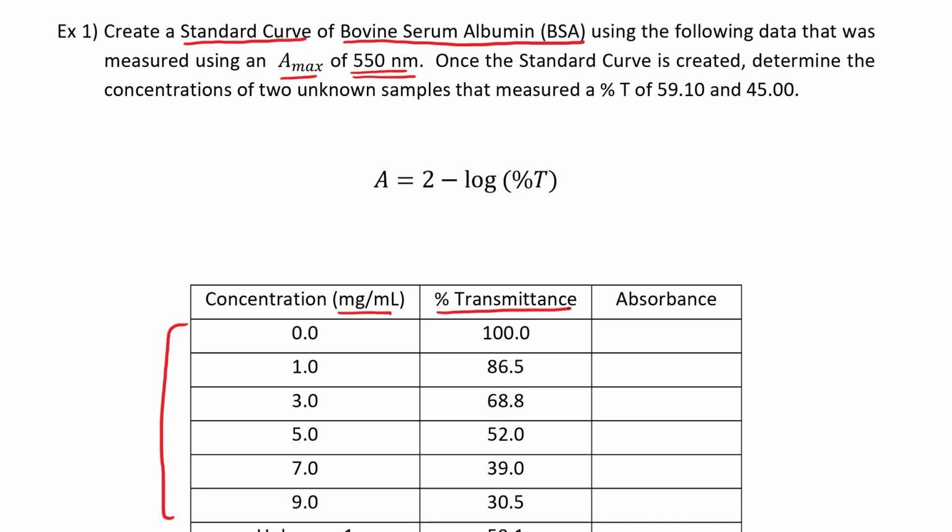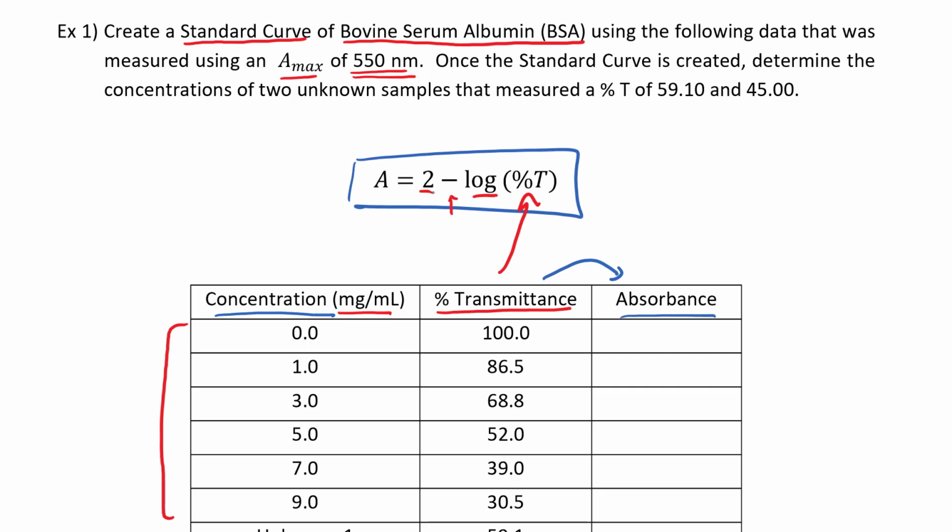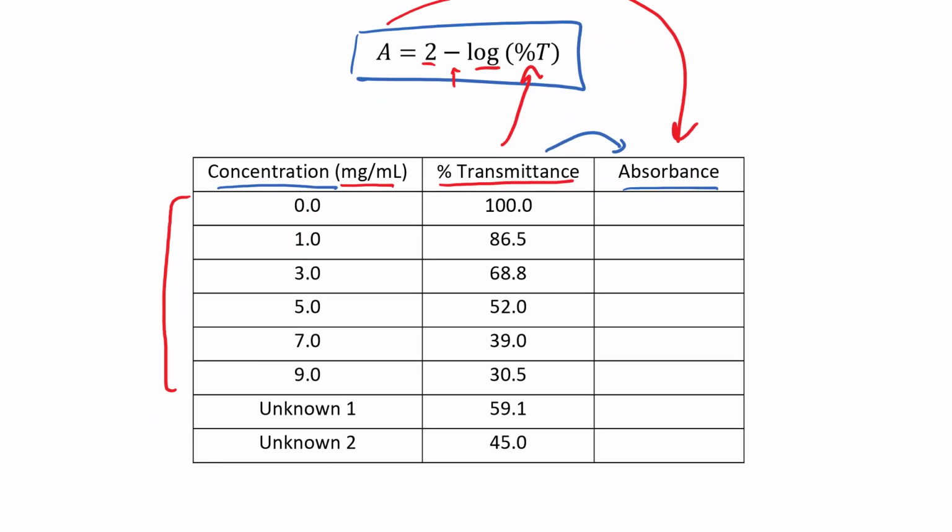Now, on our standard curve, we're going to compare concentration to absorbance. In order to switch from transmittance to absorbance, I need to use this formula right here. I plug in my percent transmittance, take the log of that, make it negative, subtract it away from 2, and then I will get absorbance. So we can do that calculation now. 100% transmittance, we plug that in, we get 0 absorbance.